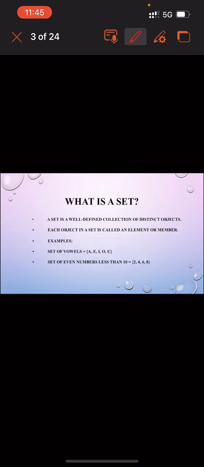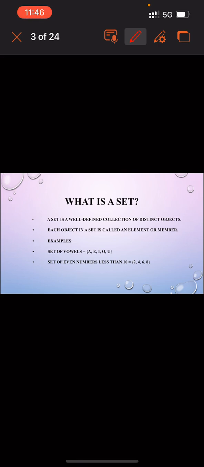Now we can see introduction to sets, notations and operations. First of all, what is meant by set? In our real life, usually we say set of boys, set of girls, bunch of flowers, like that we say, no. So, set means it is a well-defined collection of distinct objects. Each object in a set is called an element of the set.